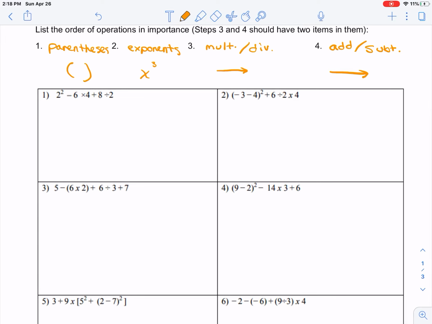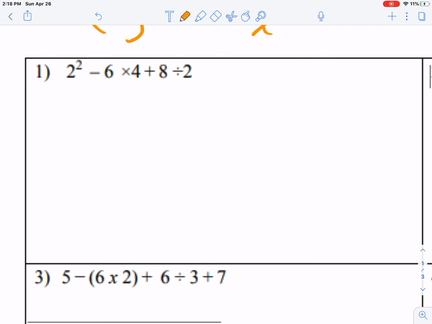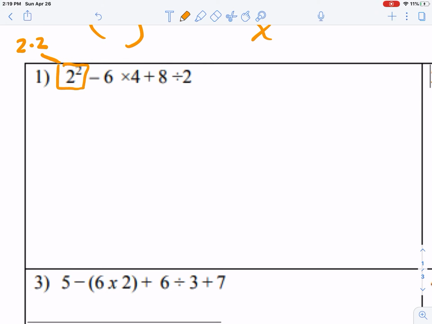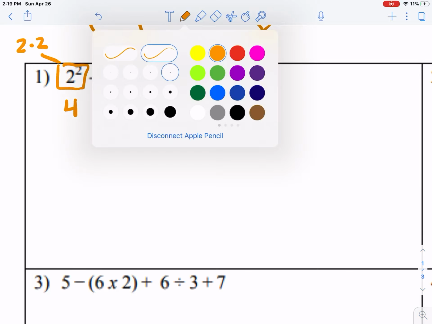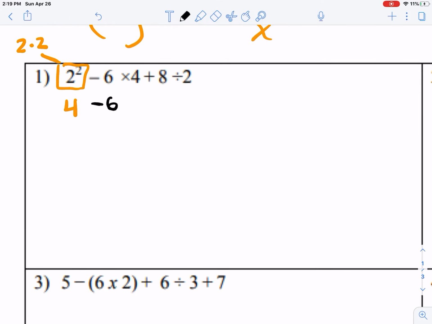So looking at number 1, we don't have any parentheses, so our next step is going to be exponents, which right here we see we do have. So remember, 2 squared, that's the same thing as doing 2 times 2. That little 2 that's raised up high, that means we have 2 2's, okay? So 2 times 2 is 4. And then you're going to go ahead and bring everything else down.